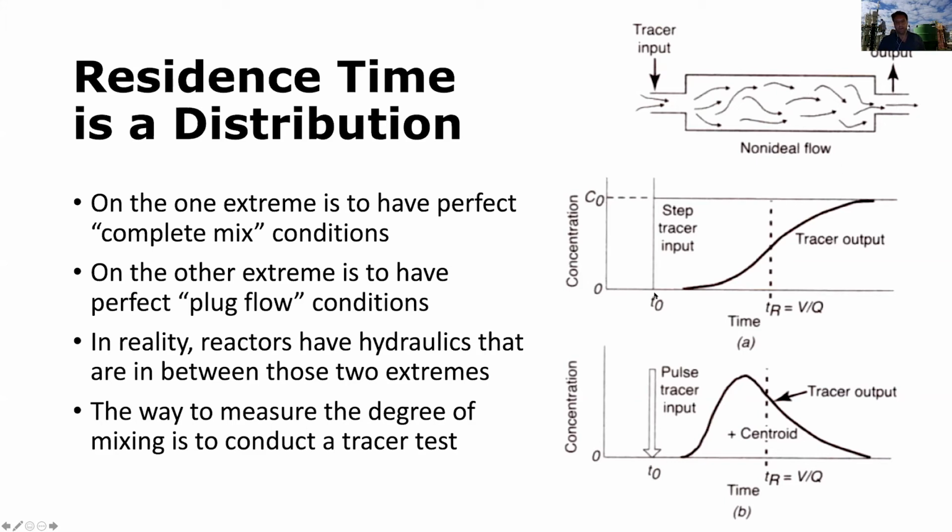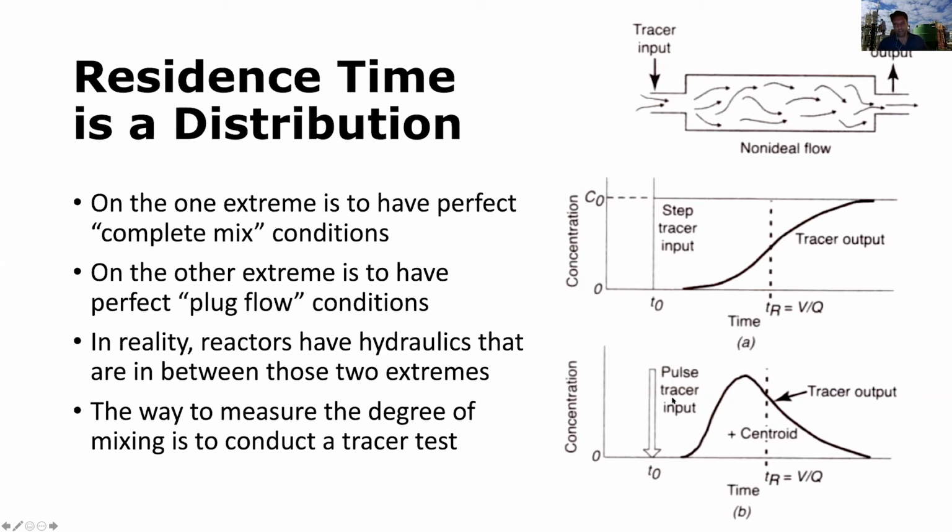So let's say the step tracer input is started at time t0. And so this would be an example of a tracer study where we start inputting the tracer and we continue to input the tracer at the input location at a constant dose, we would eventually see the tracer concentration at the output start to rise, and eventually it would go up to the level that we are adding at the input.